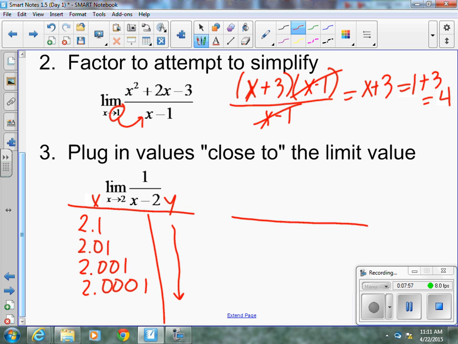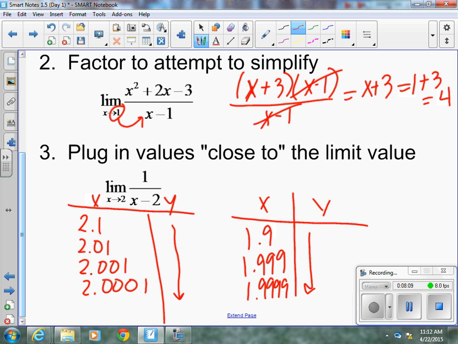Now keep in mind, you are going to have to check both sides, so also check 1.9, 1.999, 1.9999, and so on to see what those y values approach. Both tables must be approaching the same thing for there to be a limit.